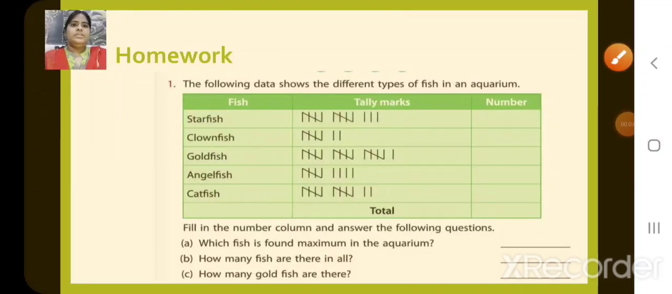Next is your homework part, children. As I've told you, question number 1 is homework for you. You will write the answers in the textbook itself. Okay. So that's it.